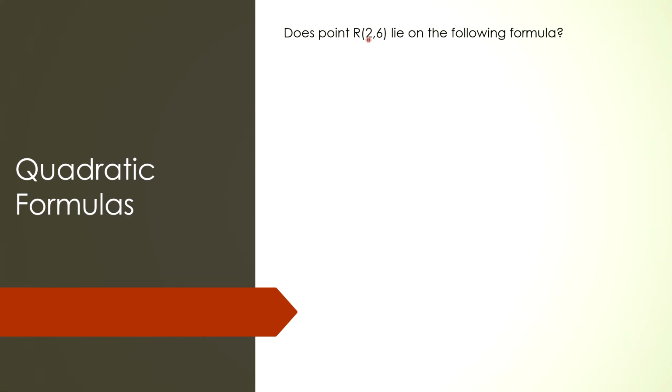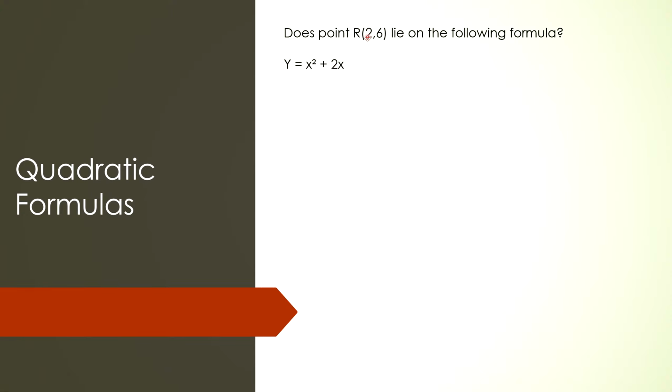Question, does the point 2,6 lie on the following formula? How do we control this? Well, we know a coordinate consists of an x coordinate and a y coordinate. Well, we can just fill in the x coordinate and see whether the y coordinate holds true or not.